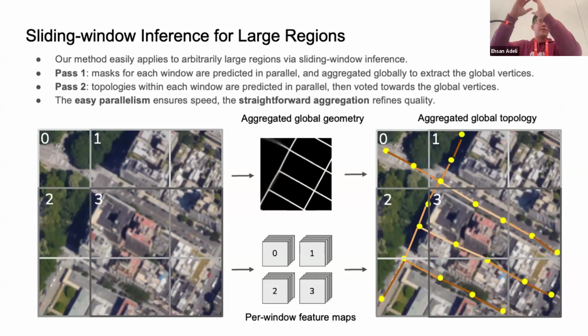So after you get this global mask, you can apply the same process to get the global vertices. And then the topology decoder goes over each window. It first predicts the edges within each window. And since now the vertices are global, you can vote towards the global vertex for the edge probability. So basically they can all be aggregated together for quality refinement.